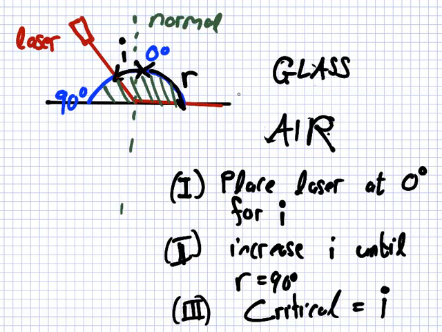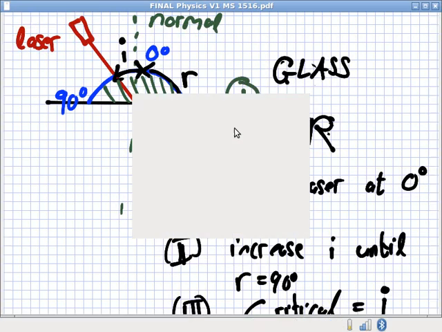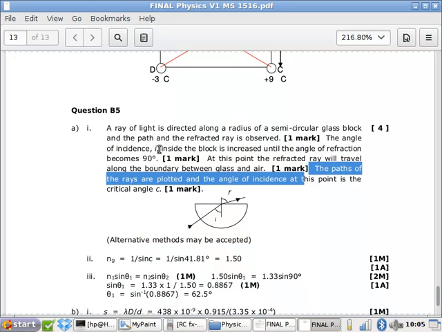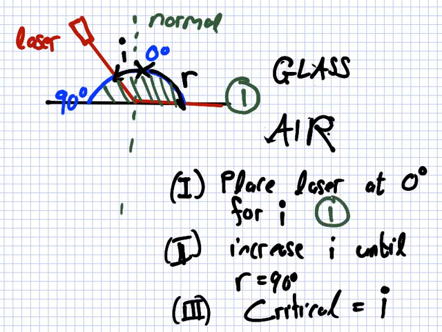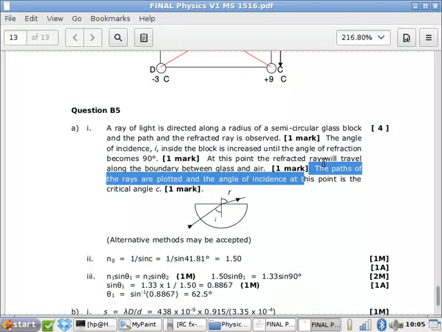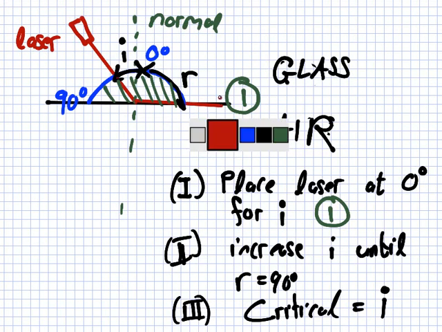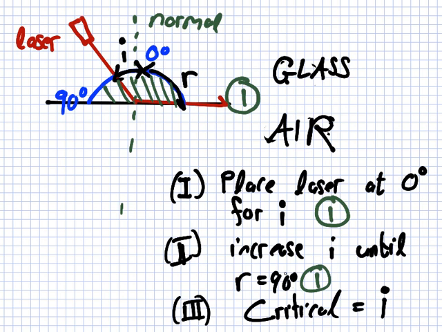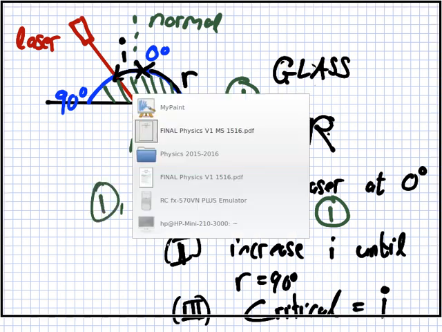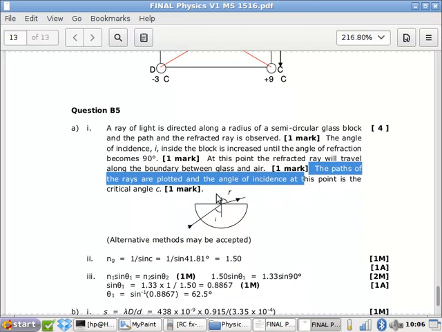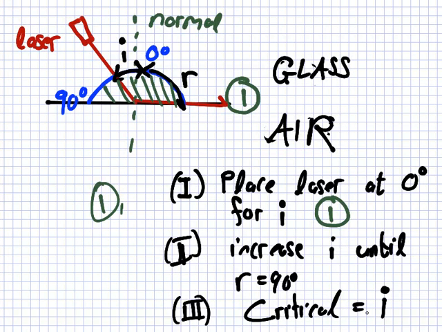So that would be the diagram I would give myself 1 mark for. Then the next one, the angle I is increased. So that's 1 mark there. At this point, the refracted ray will travel along the boundary between glass and air. I drew that in on the picture, so I get another point for that. Or, likewise, because I said here the r is 90, whichever way you want to think about it, I'll get 1 more point. And then my last one, at this point, this is the critical angle. So, the critical angle equals the I. That's my last mark. So, I have my 4 marks here.